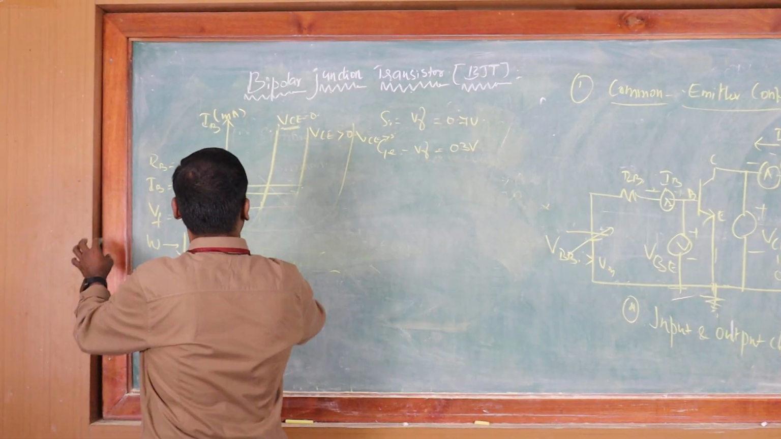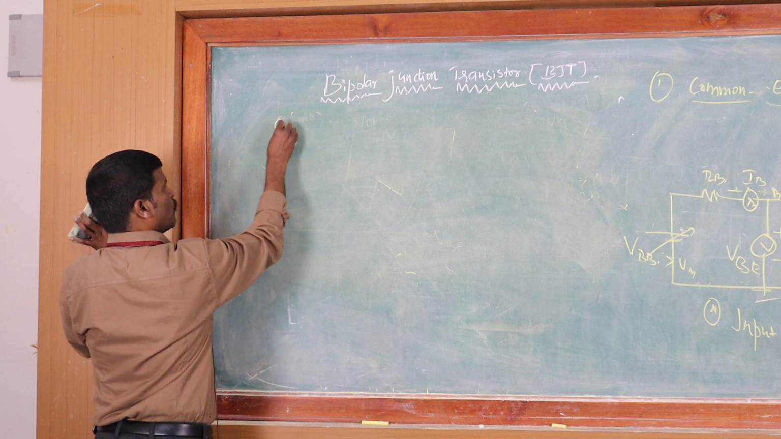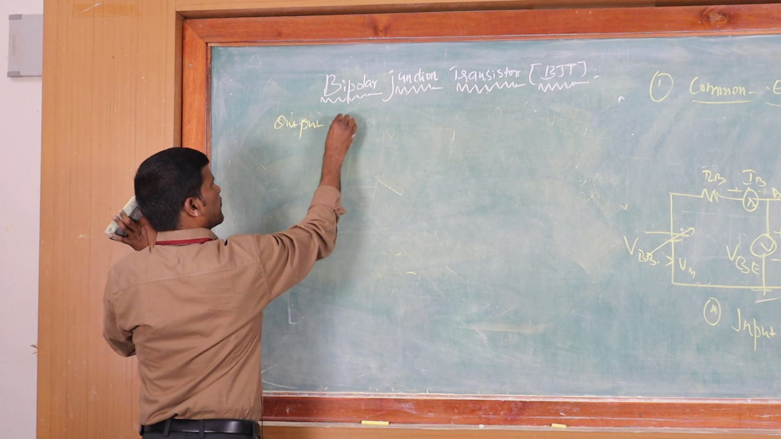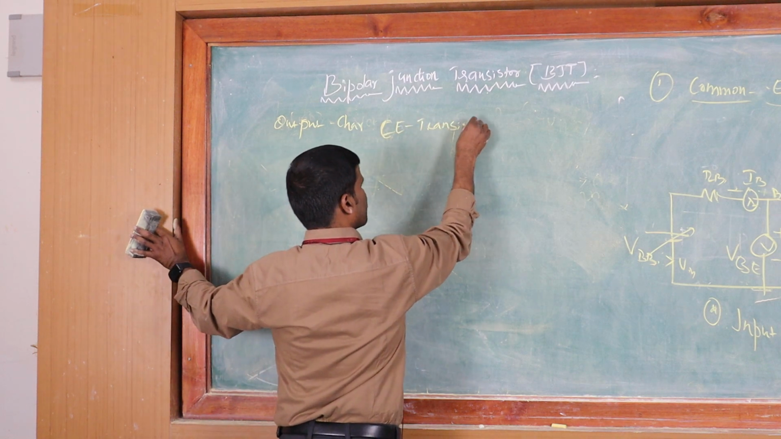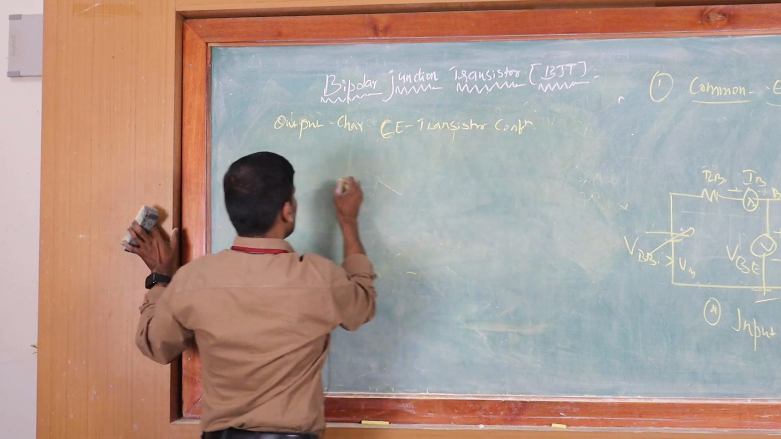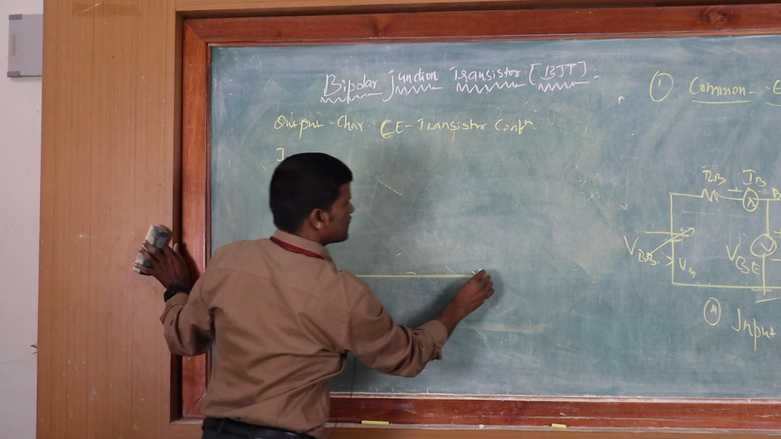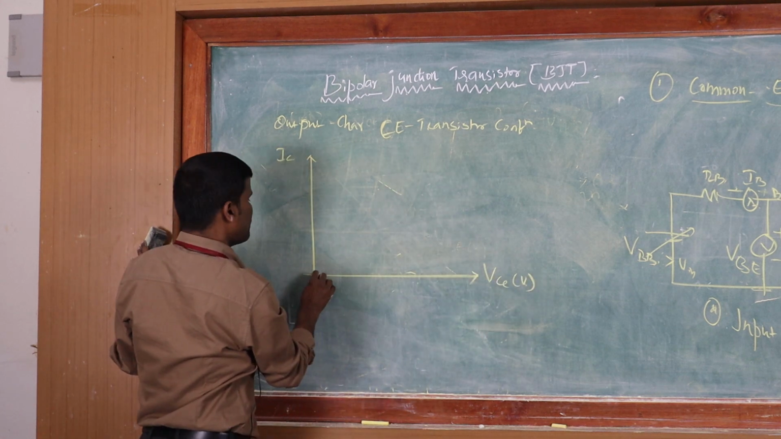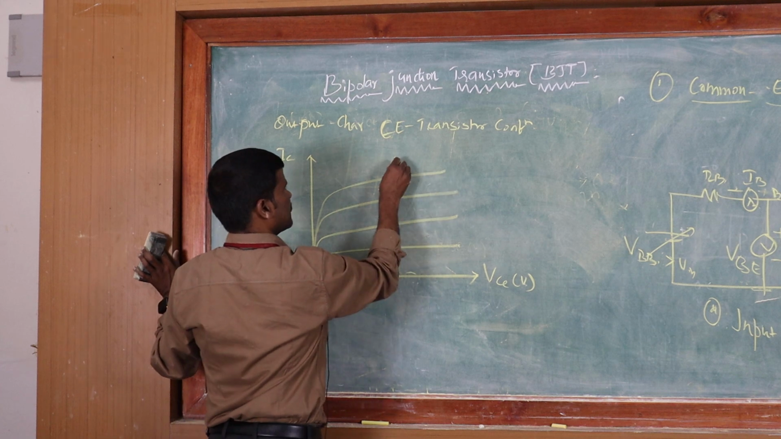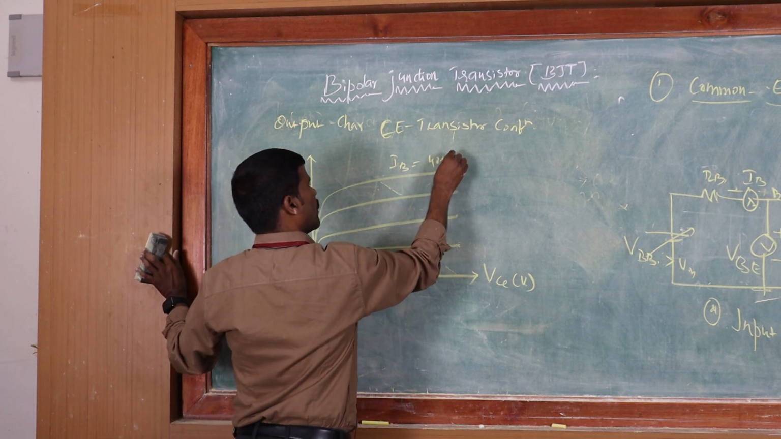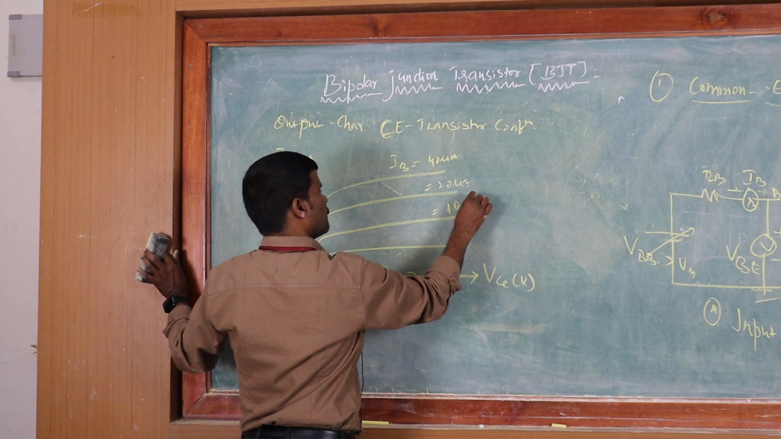Now, how do we calculate the output characteristics of the CE transistor configuration? The output characteristics of CE is IC versus VCE, keeping IB constant. Here IB is equal to 40 microamperes, 20 microamperes, which are different fixed values of IB.